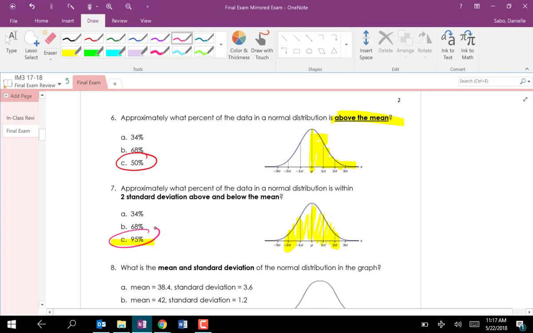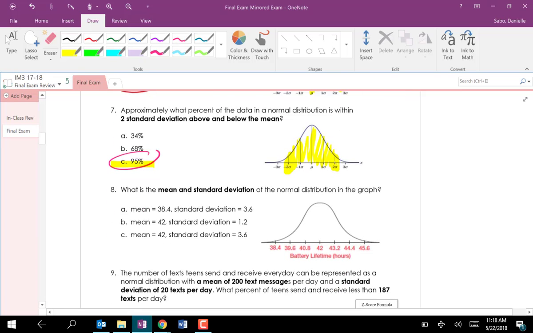Okay. Do you have questions on 6 or 7? Because these are the ones that should be the easiest on your exam. Okay. 8.